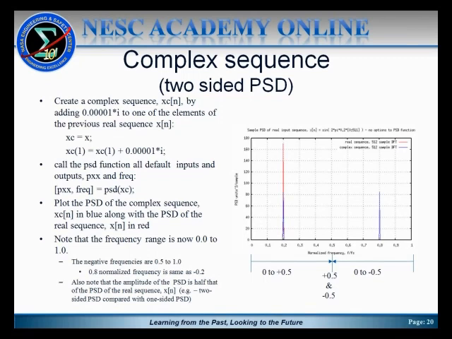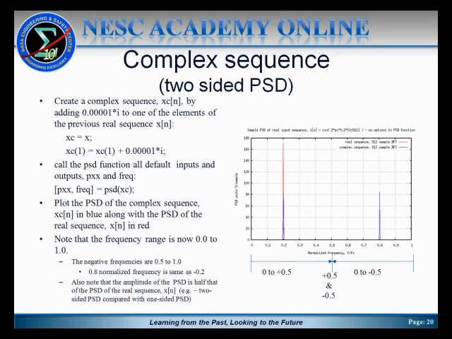But for this example, I'll take the previous sequence that we had defined, X, which was a 512 point single component sinusoid, and I'll create a complex sequence by just adding a very small 0.00001 times I, where I is an imaginary number, to one element. So I just create XC and set it equal to X, and then modify the first element by adding a small fraction of I, or the square root of minus 1, to it. Now I'll call the PSD function with all default inputs and capture the output in PXX and frequency, and I'll plot that out. Now notice a couple of things that are interesting.